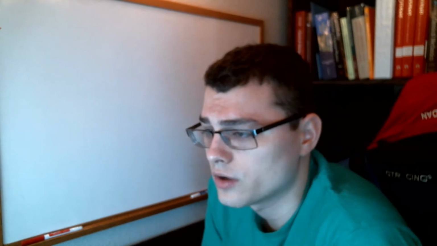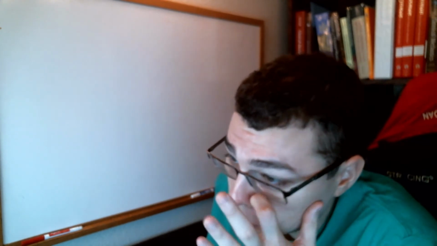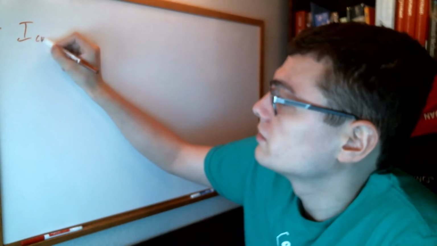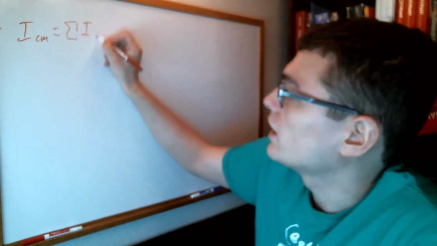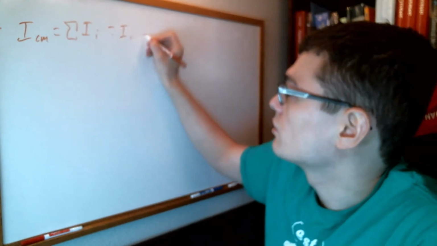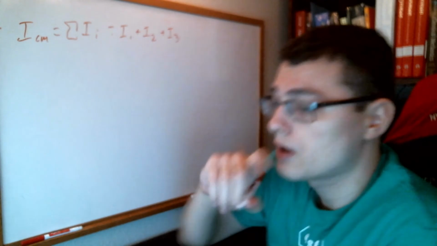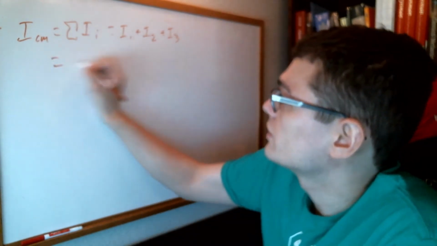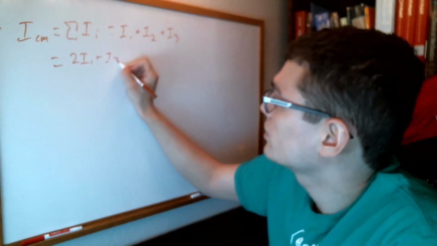So part A, develop an expression for the moment of inertia, ICM, about the central axis of the yo-yo in terms of the given quantities and fundamental constants. So here, ICM is just going to be a sum of Ii, which is going to be equal to I1 plus I2 plus I3. And I2 and I1 are going to be the same, so then this is going to be equal to 2 I1 plus I3.